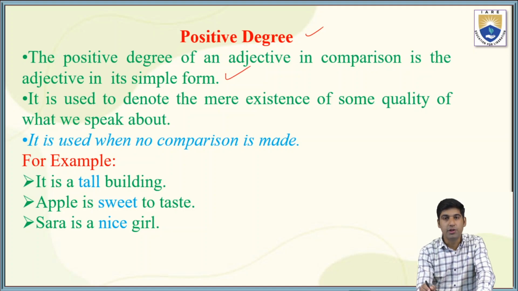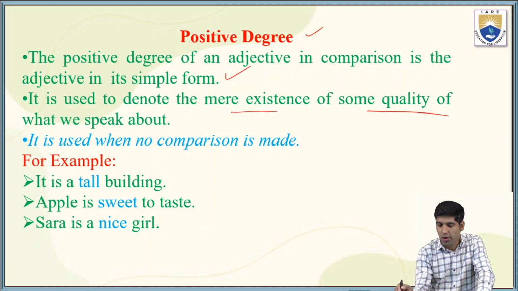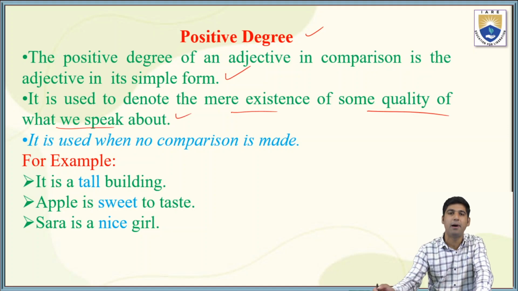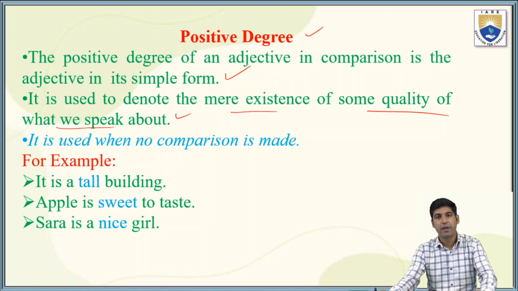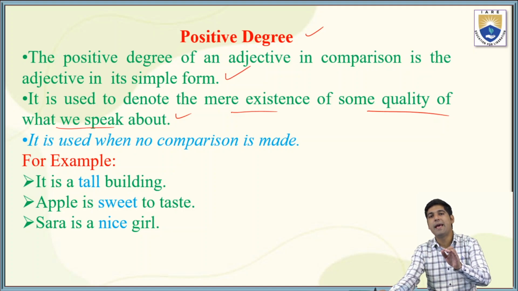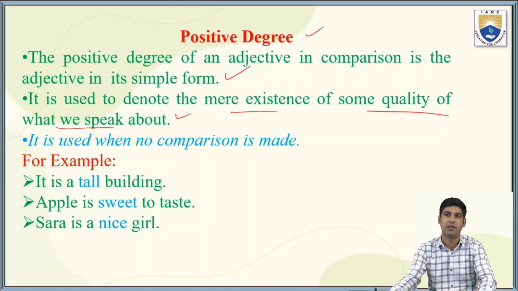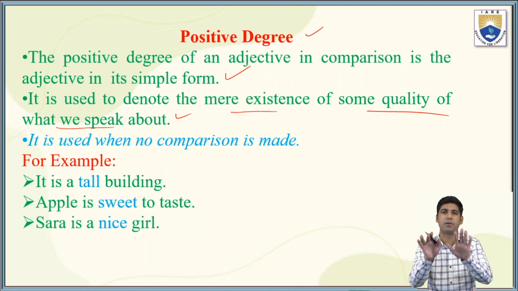It is used to denote the mere existence of some quality that we speak about. Where can we use the positive degree? To denote the mere existence of some quality.